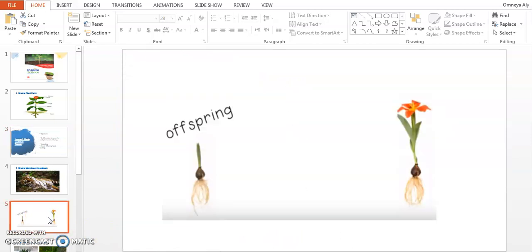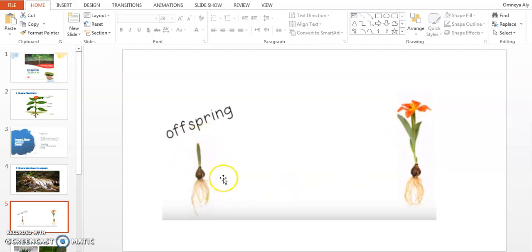Let's see here, where is the plant which is showing that it's a grown-up plant, an adult plant, and where is the picture which is showing the offspring or the baby. If we take a look, you will see that this picture here on the right side is the picture showing the adult plant, the big plant. It has roots, it has stem, it has leaves, and it has a flower.